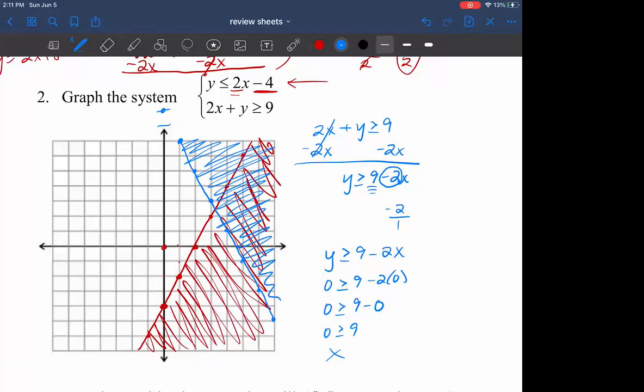And now, because this was a system and we graphed 2 of these, that means there is a section of this graph that is the solution to both of them. And that's the part that's overlapping red and blue. So that would be all of this stuff over here. This is where the solution to the system would be. And it would be points on those lines or points in that shaded area that's just colored in by both of them. Okay, so that would be the solution to this system.